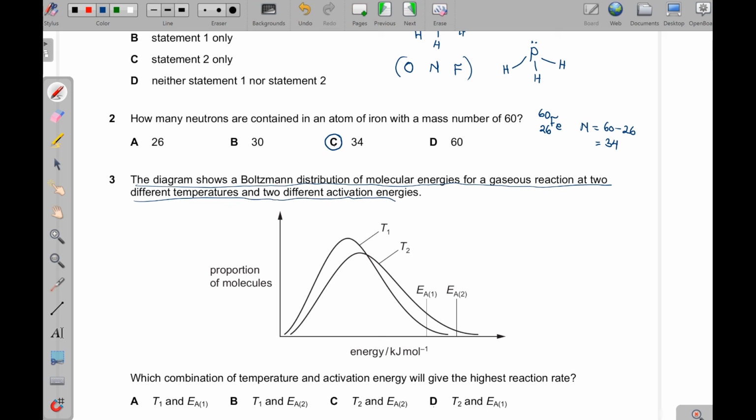and at 2 different activation energies. Then they are saying which combination of temperature and activation energy will give the highest reaction rate. Now, first of all, to give the highest reaction rate, you must have this experiment done under high temperature. And under high temperature, the molecules with average energy will reduce, okay? Because many molecules have gained kinetic energy. So those with that average smaller energy are going to reduce. They will now go to the other side, to the right, okay?